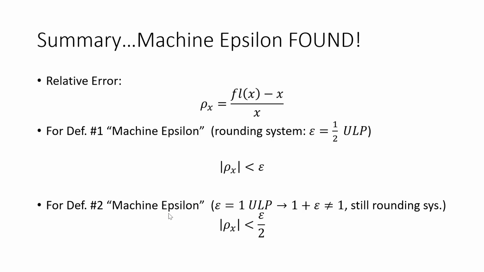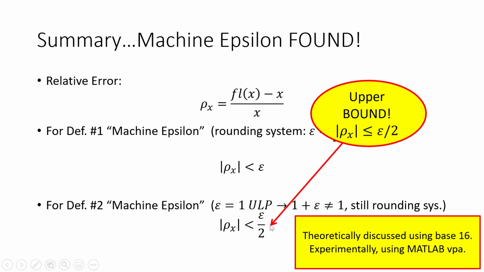A second definition of machine epsilon is the one we find when we're dealing with binary floating point. In that situation, epsilon is defined as the full units in last place, the smallest amount you can add to 1 to not be equal to 1. We're still talking about a rounding system, so the bound on relative error is going to be less than 1/2 of that second epsilon. Theoretically, we discussed this using base 16, and then we experimentally showed this using MATLAB, the MATLAB VPA function.